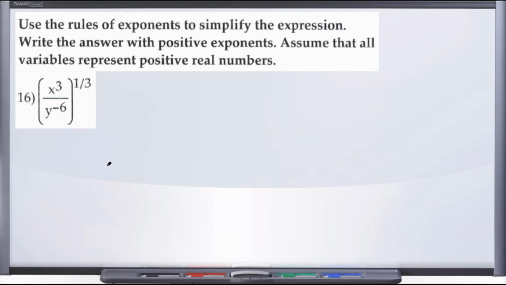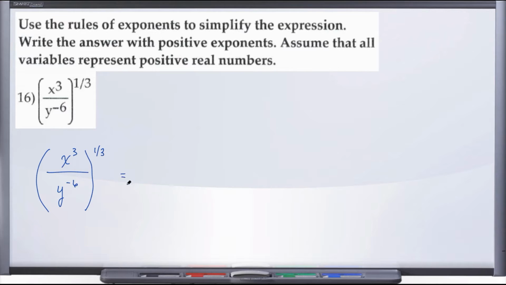All right, so with number 16 here, we're still in the same section where we are using the rules of exponents to simplify the expression. And so we've been given the expression x cubed over y to the negative 6. That whole quantity is being raised to the 1/3 power.